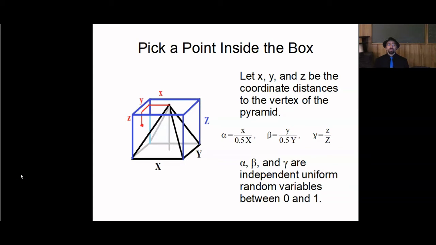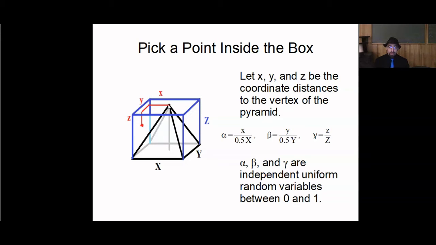So now I'll pick a point somewhere inside this box. And I want to say, what's the probability that's also inside the pyramid? So for any given point I pick, I'm going to declare x, y, and z to be the coordinate distances, the distances along the main coordinate axes to the vertex of the pyramid. So picking this one here, I go this much in the z direction, this much in the y direction, this much in the x direction. Those will be little x, little y, and little z.